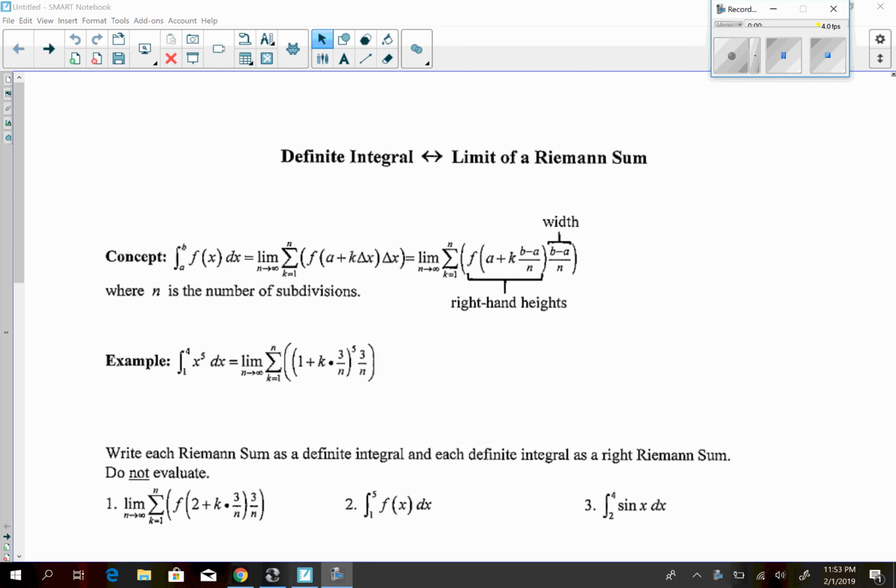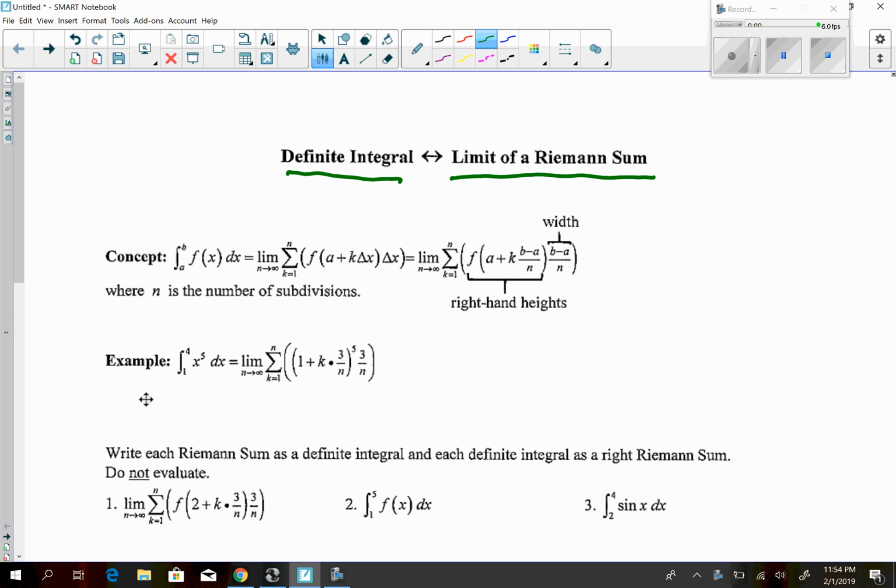The definite integral, by definition, is the limit of a Riemann sum. And I'm going to explain this example that's here, and then we'll do some of the exercises that are below it.